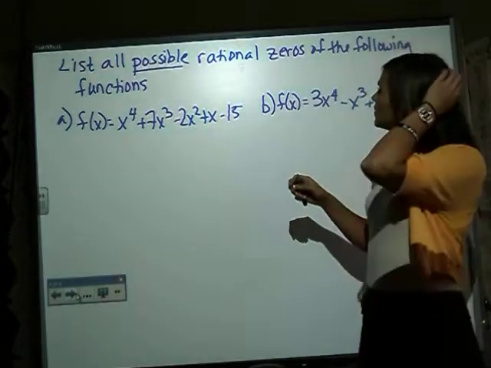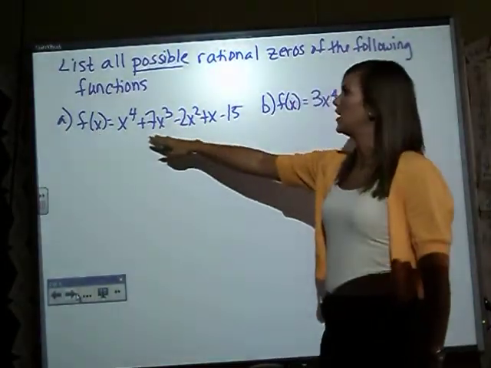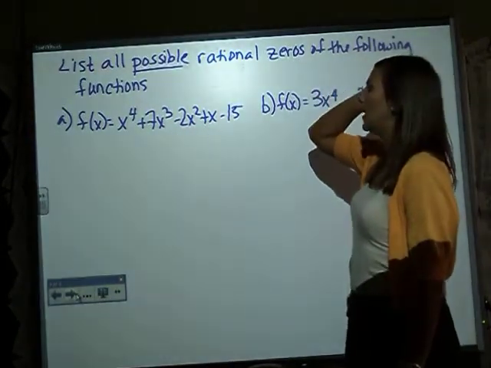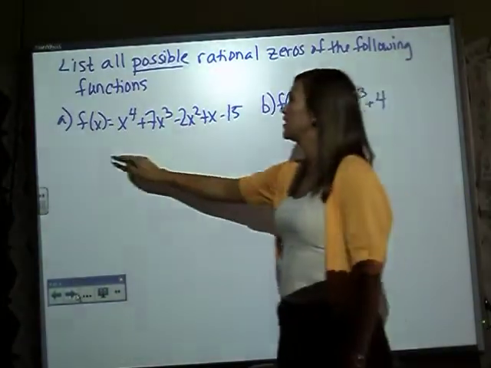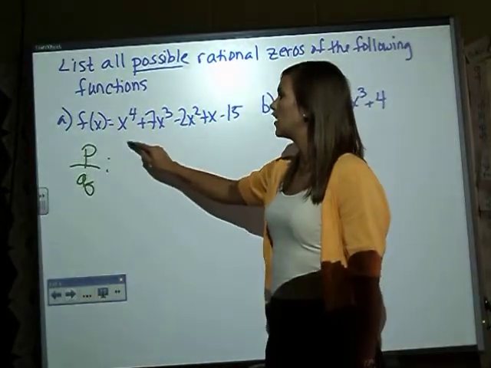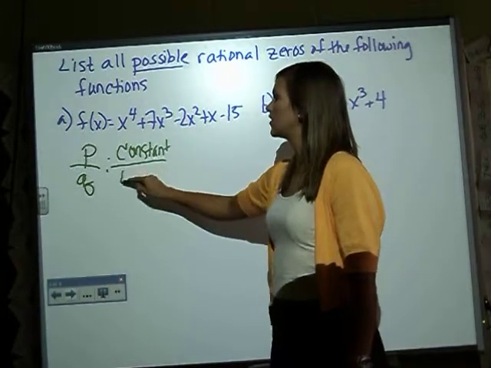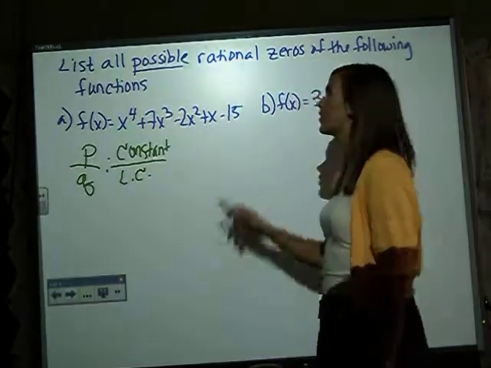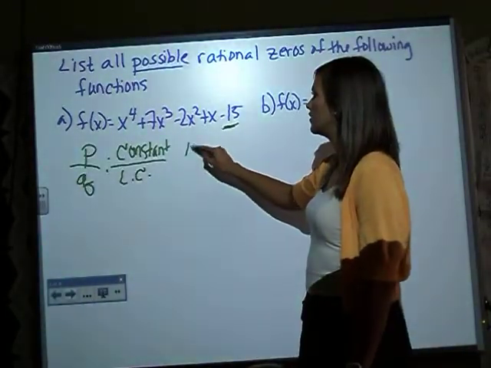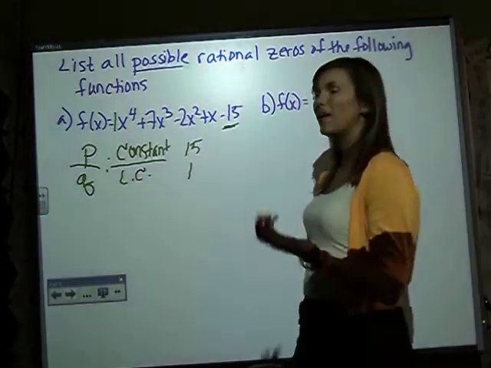Okay? So here, if we want to list all possible rational zeros of the following functions, we have this polynomial, x to the 4th plus 7x cubed minus 2x squared plus x minus 15. Okay? Our rational zero theorem said if we have p over q, then p is a factor of our constant, and q is going to be a factor of our leading coefficient. Okay? So our constant here is 15. And then our leading coefficient is 1.